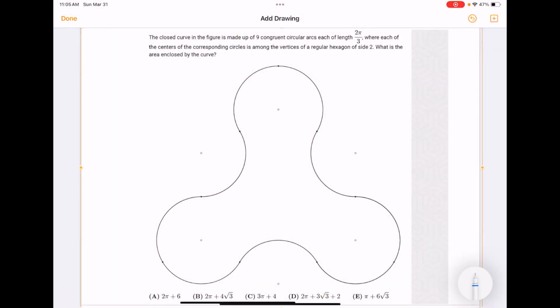The problem states the closed curve in the figure is made up of 9 congruent circular arcs, each of length 2 pi over 3, where each of the centers of the corresponding circles is among the vertices of a regular hexagon of side 2. What is the area enclosed by the curve?